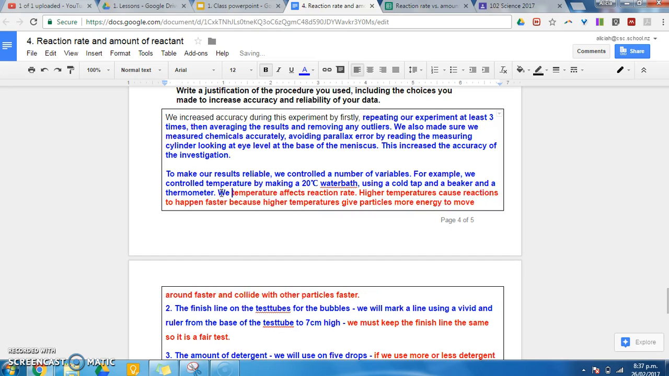We did this because, so we're saying here what we did and why we did it. We did this because, so the why we did it is in red, the how we did it is in blue. We did this because temperature affects reaction rate. Higher temperatures cause reactions to happen faster because higher temperatures give particles more energy to move around and collide with other particles faster.